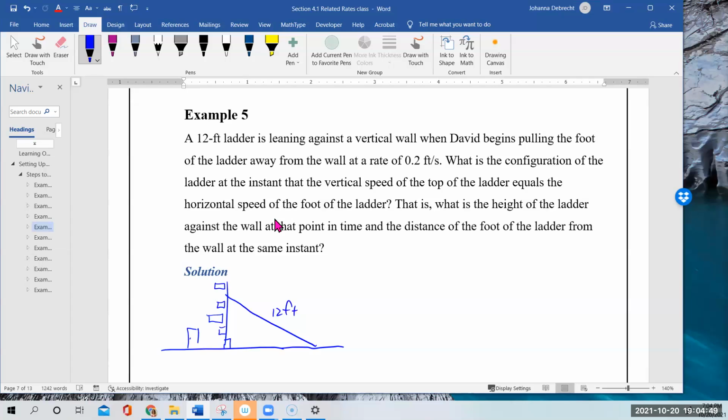When David, got it, begins pulling, okay, the foot of the ladder, so David is down here, and he's pulling on the foot of the ladder away from the wall, okay, at a rate of 0.2 feet per second. This distance right here, we can call x. He's pulling away from the wall, which means it's going this way. Let's do an after picture where afterwards the ladder is lower down and David is still here, pulling the ladder away from the wall.